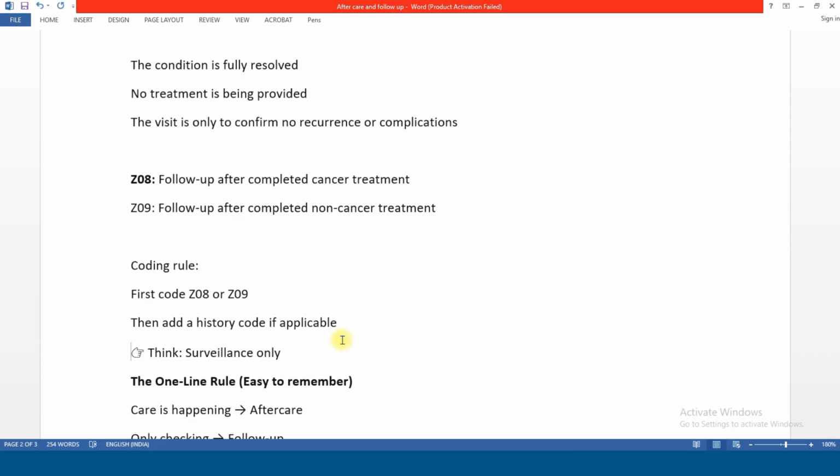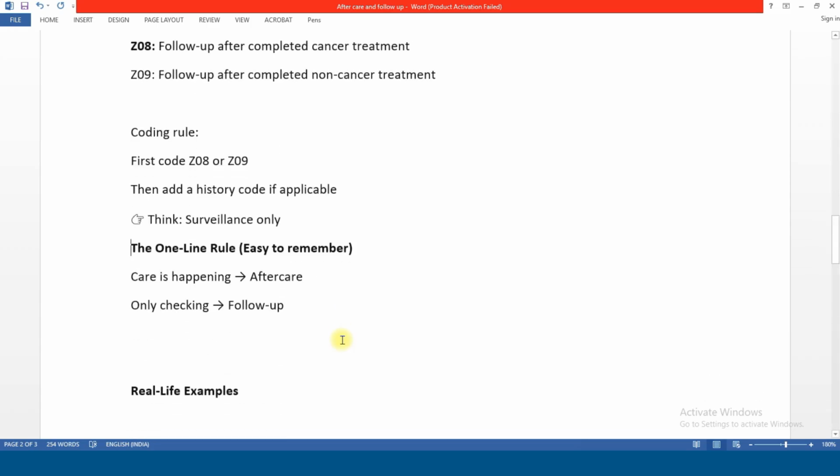So which code will you use, guys? Z08 or Z09? Please mention it in the comment section of this video. At the end we will discuss the answer, whether we need to use Z08 or Z09. But if you know the answer, please mention it in the comment section. Just remember one line rule.